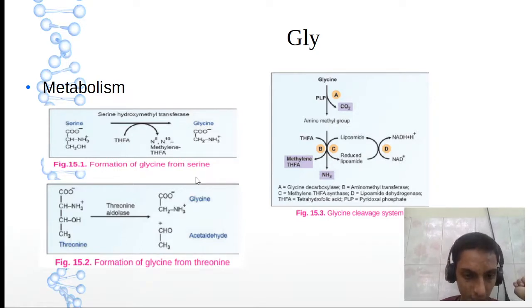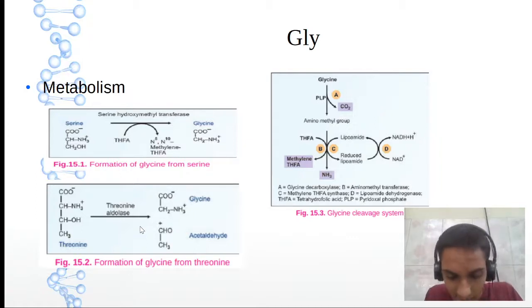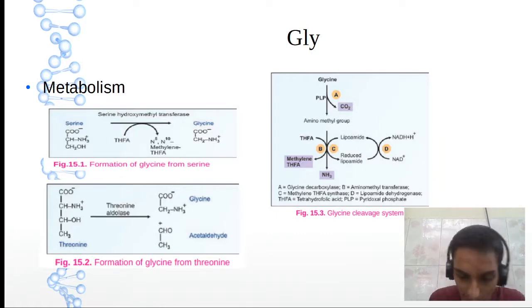And we'll get glycine from threonine on aldolase. Remember, whenever aldolase comes, it is a cleavage reaction. We'll get glycine and acetaldehyde. Glycine is important for us. There is one more method: it can be reversibly formed by transamination, that is, alanine to pyruvate. We will get glyoxylate. And then we will talk about the glycine cleavage system.